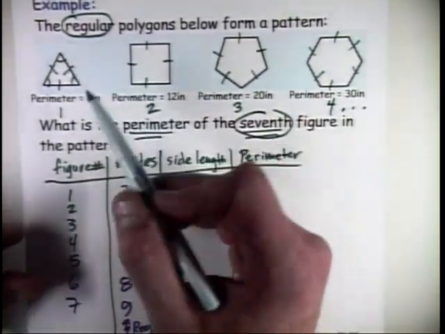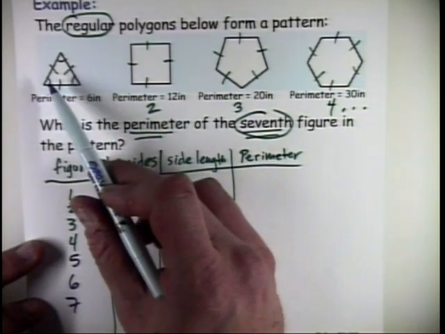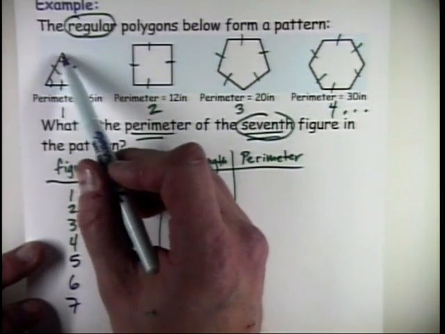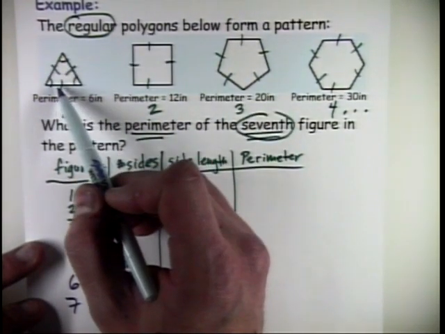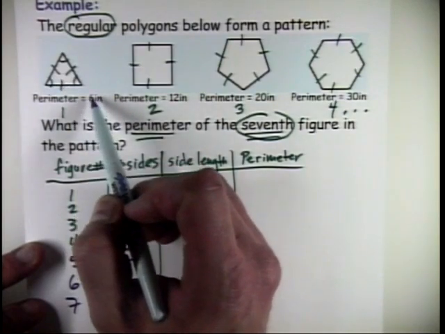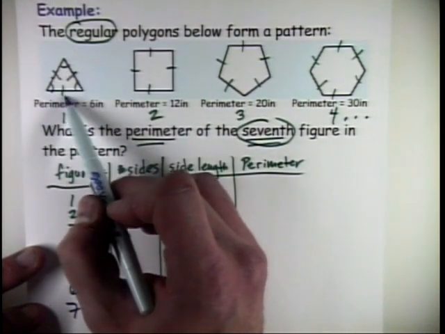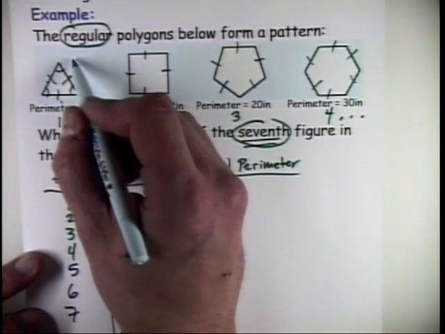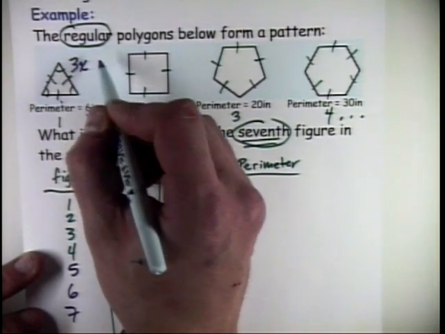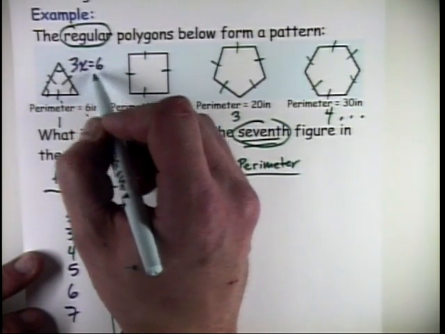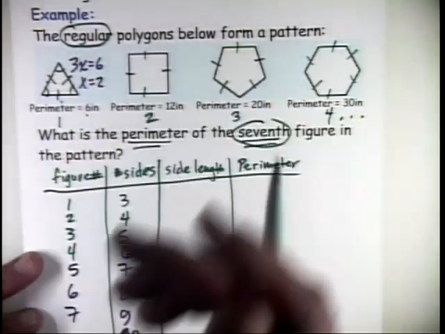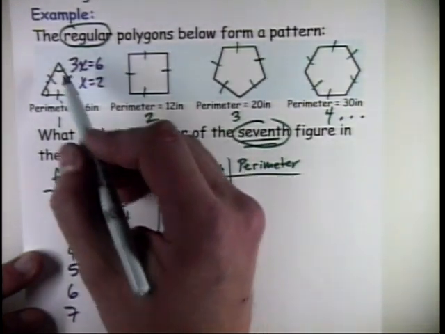If I know the first one has a perimeter of 6 and it has 3 side lengths, that means some number plus some number plus some number, all being the same, has to equal 6. Or 1, 2, 3 times some number is 6. So an algebraic expression, 3 times x has to equal 6. That means x has to equal 2. So we know the side length of the triangle is 2.